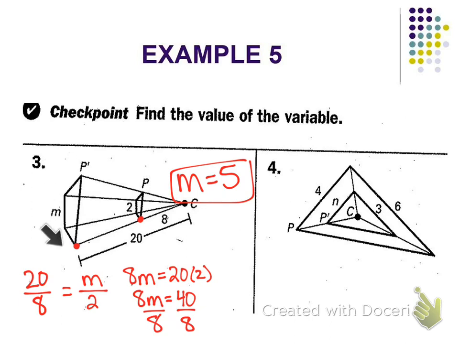If our dilation is an enlargement, we made it bigger, you should expect your m to come out bigger than a 2. Just makes sense. Are we ready to try this again?